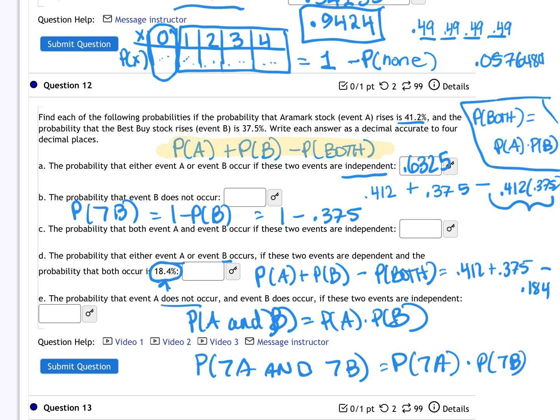Not A is 1 minus 0.412. Not B is 1 minus 0.375. I just multiply those together and I get that answer.